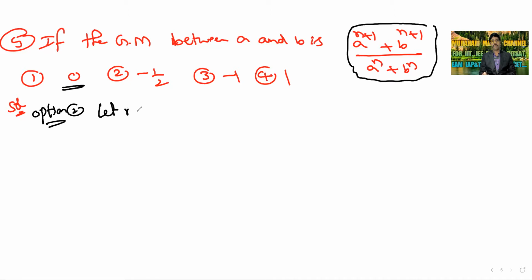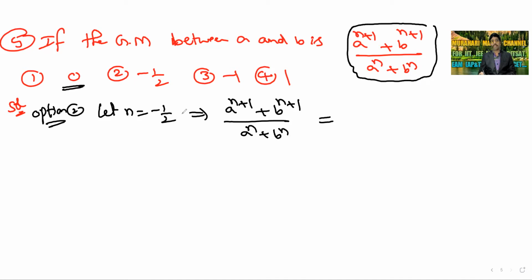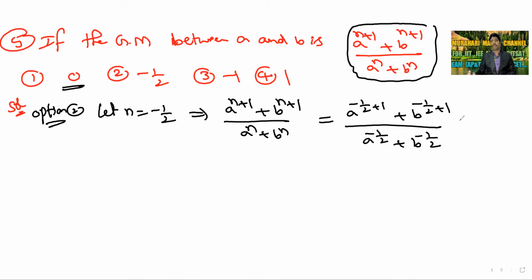So let us take n equal to -1/2. It will be (A^(n+1) + B^(n+1)) / (A^n + B^n), where we put n equal to -1/2: A^(1/2) plus B^(1/2), that is root A plus root B, divided by A^(-1/2) plus B^(-1/2). A to the power -1/2 is nothing but 1 by root A, and this is 1 by root B. So root A plus root B by.